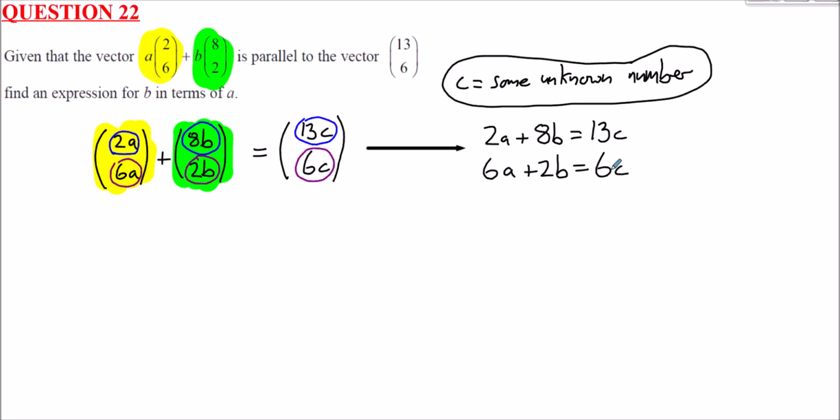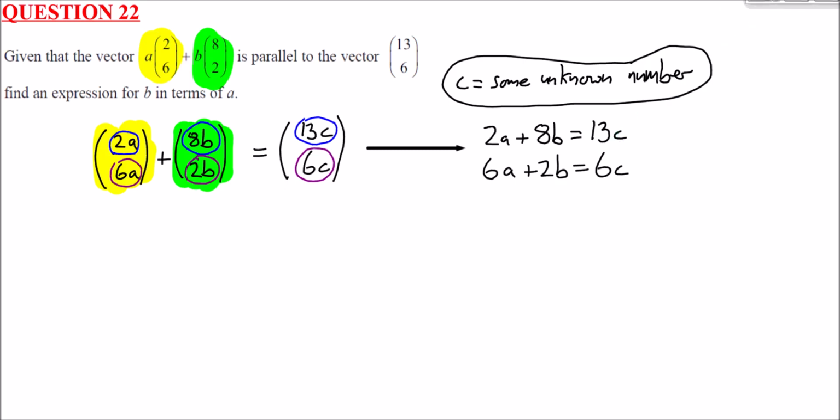So how can we solve these now? We're not really interested in C. The question here is saying find an expression for B in terms of A. So what I'm going to suggest we do is we eliminate C. So let's get the numbers in front of these C's to be the same. In other words, what's the lowest common multiple of 13 and 6? Well, one thing we could just do is 13 multiplied by 6. That would work, and that would give us 78.